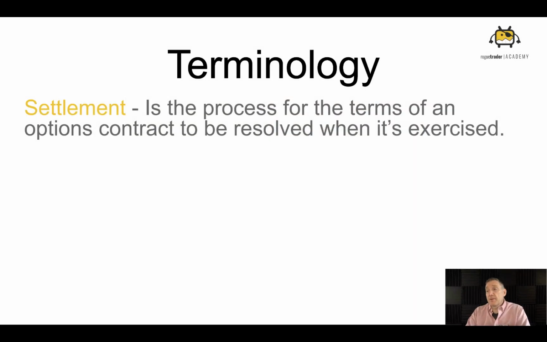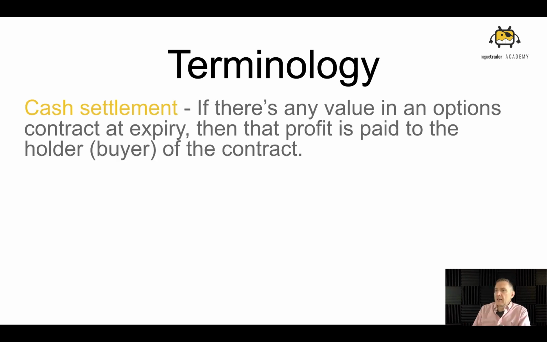Okay, settlement. Well, that's the process for the terms of the contract, or that options contract, when it's resolved or when it's exercised. But there's two types of settlements, right? There's cash settlement and physical settlement. So cash settlement: if there's any value in an options contract at expiry, then the profit is paid to the holder, to the buyer of the contract, right? So if it expires in the money, it's just settled in cash. Simple. Most options we trade are cash settled.